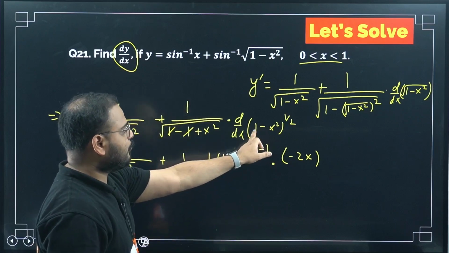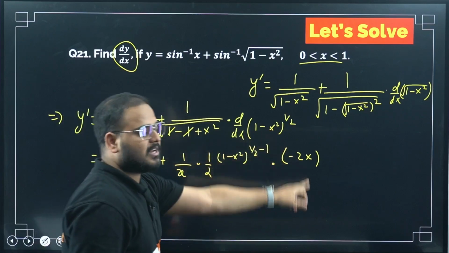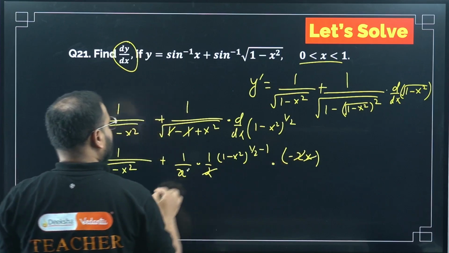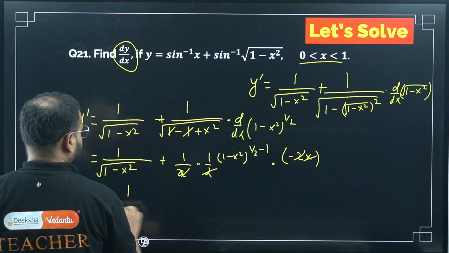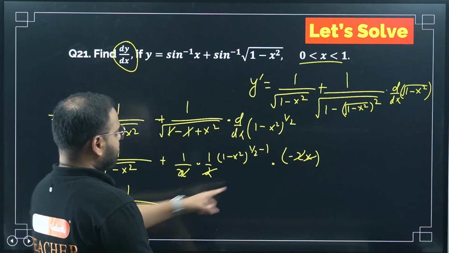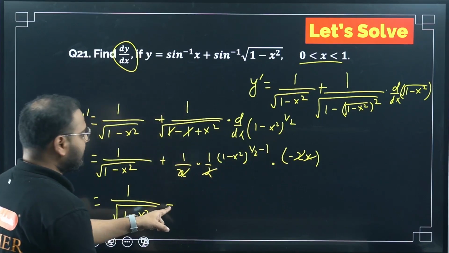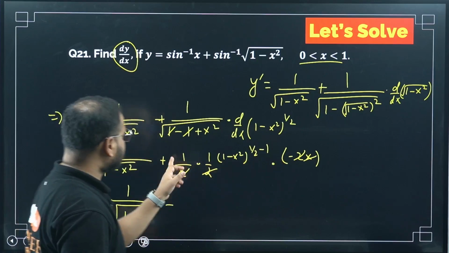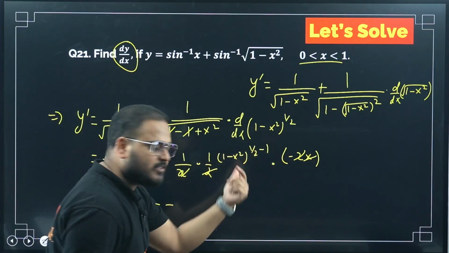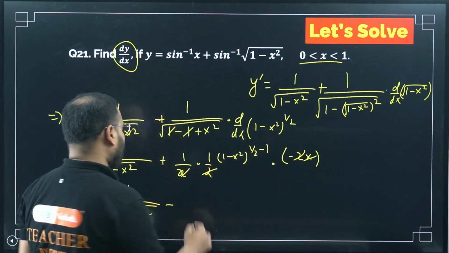Minus x square differentiation I have to do. For 1 it is 0, for minus x square it is minus 2x. So this 2 and this 2 will be cancelled. This and x will be cancelled. What do I have left now? Please check. 1 minus x square. Now this minus sign and this plus will make minus. Now 1 minus x square the power 1 by 2 minus 1 is how much? Minus 1 by 2. Minus 1 by 2 means root but in the denominator.